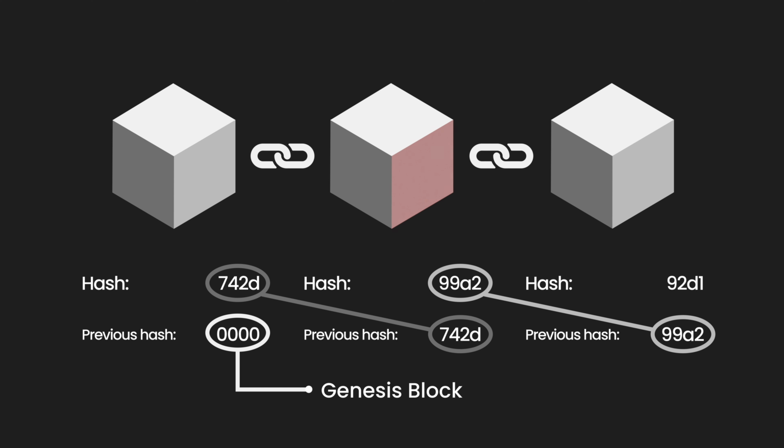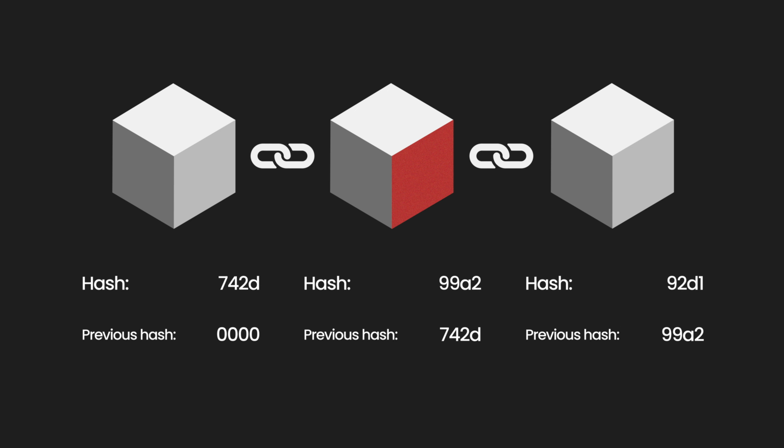Now let's say that you tamper with the second block. This causes the hash of the block to change as well. In turn, that will make block 3 and all following blocks invalid because they no longer store a valid hash of the previous block. So changing a single block will make all following blocks invalid.